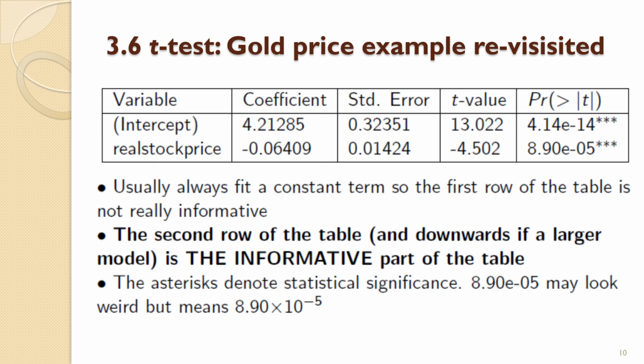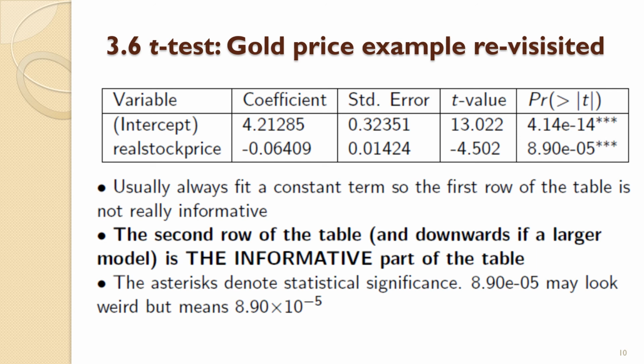So what you've got is this table here. The first row of the table refers to the intercept or constant term. It's not very informative, because usually you would fit an intercept or constant term. It turns out it's the second row of this table downwards that is important. You'll see a multiple regression example later in the lecture where again it's the second row downwards of this table which is the important bit where the action is.